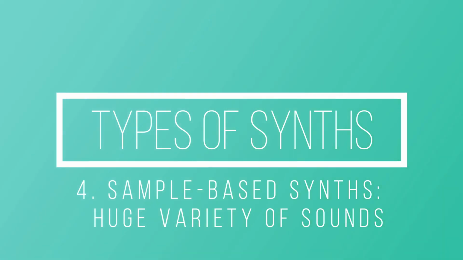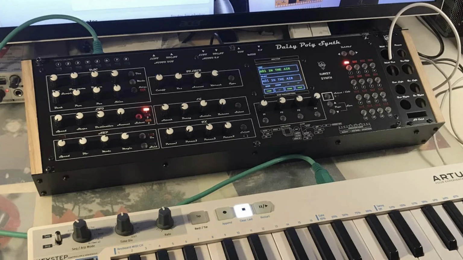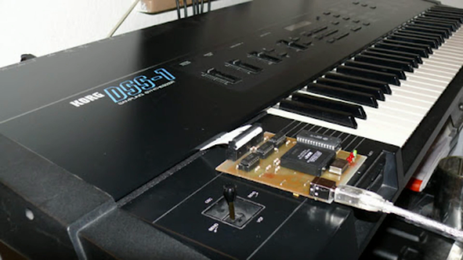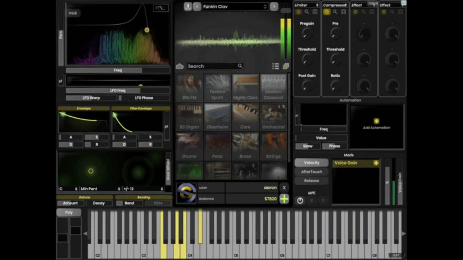4. Sample-based synths, huge variety of sounds. Sample-based synths are also digital synths. However, they do not emulate the behavior of analog circuits. Instead, these synths produce sounds by playing back pre-recorded samples from memory at the desired pitch and volume. The biggest advantage of this method, which became popular in the 1980s, is that it works well for reproducing the sound of acoustic instruments.